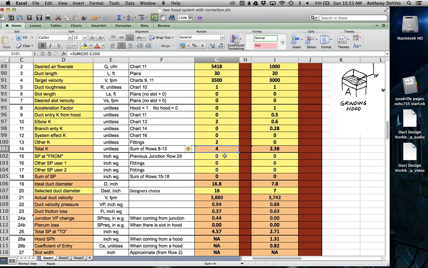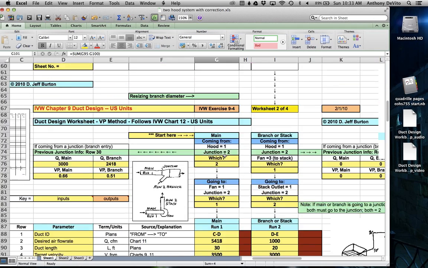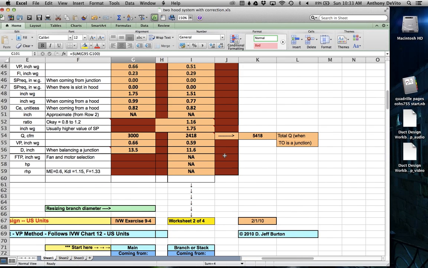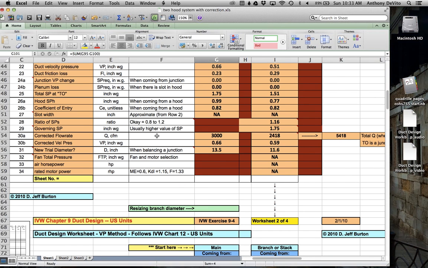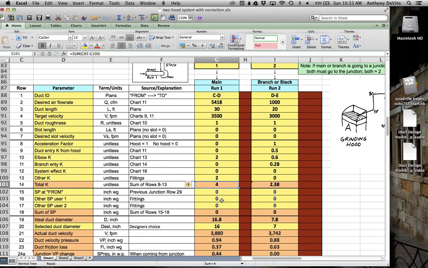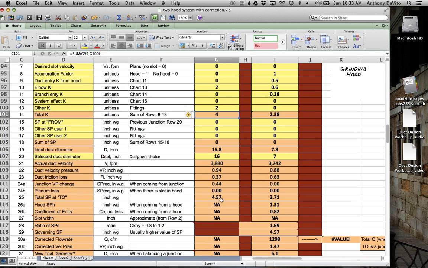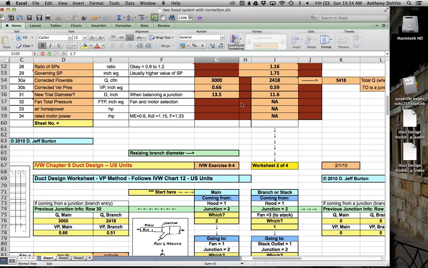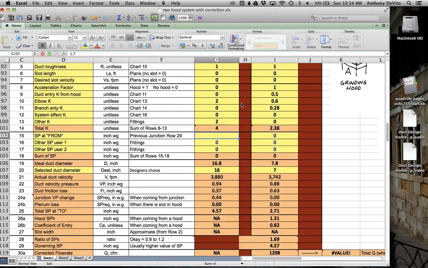Now the static pressure. Remember, that was the governing static pressure from before. What was the higher static pressure from before? The governing static pressure was the higher of them, 1.75. So I'm going to put 1.75 in there for the governing static pressure. Did I just say 1.75? I got distracted there for a moment. Yeah, 1.75.